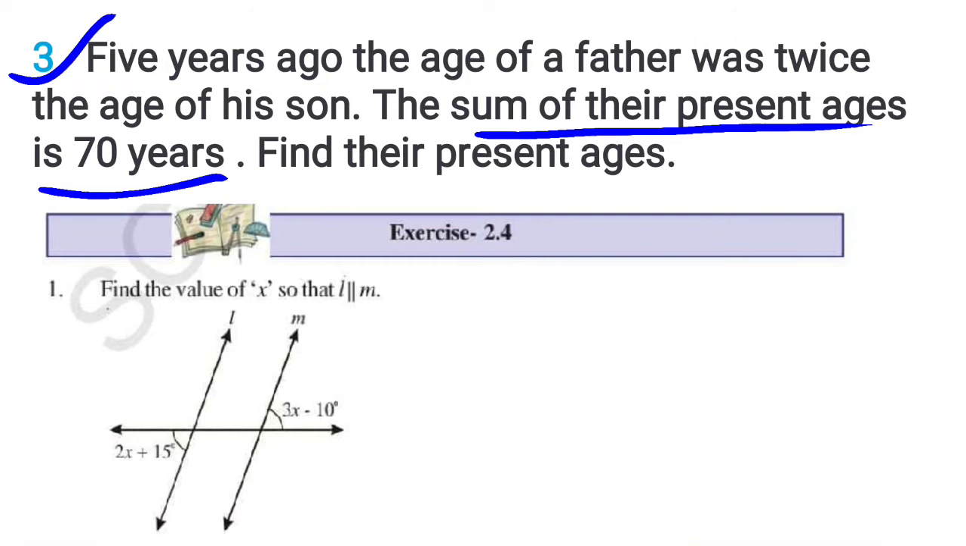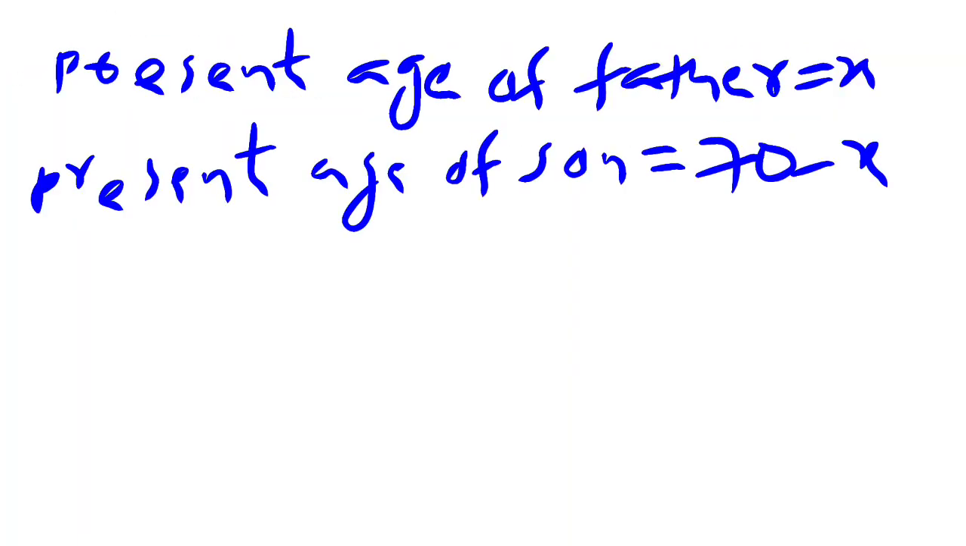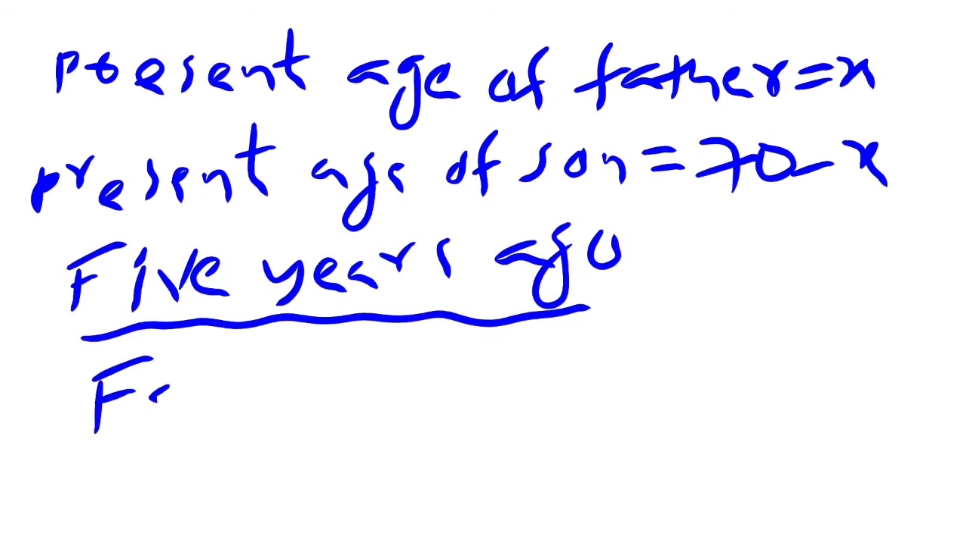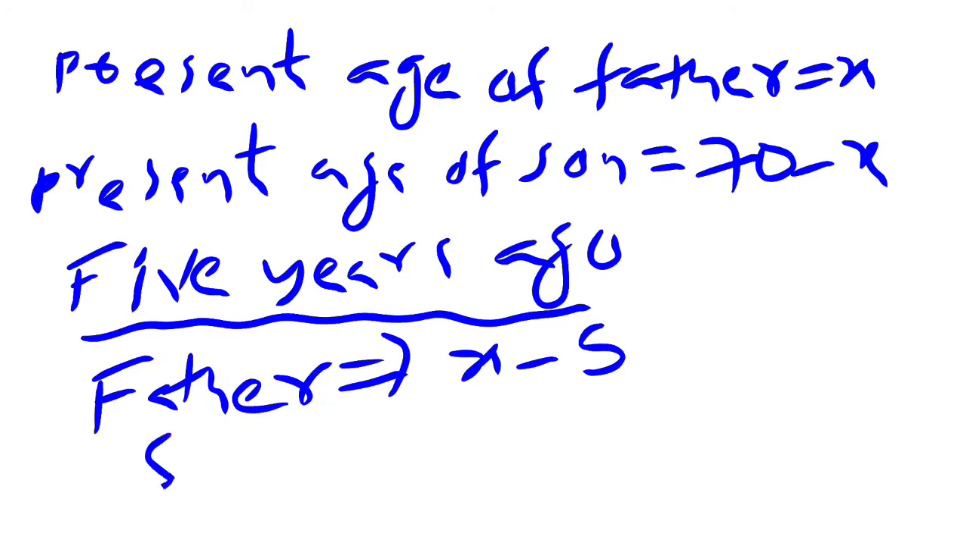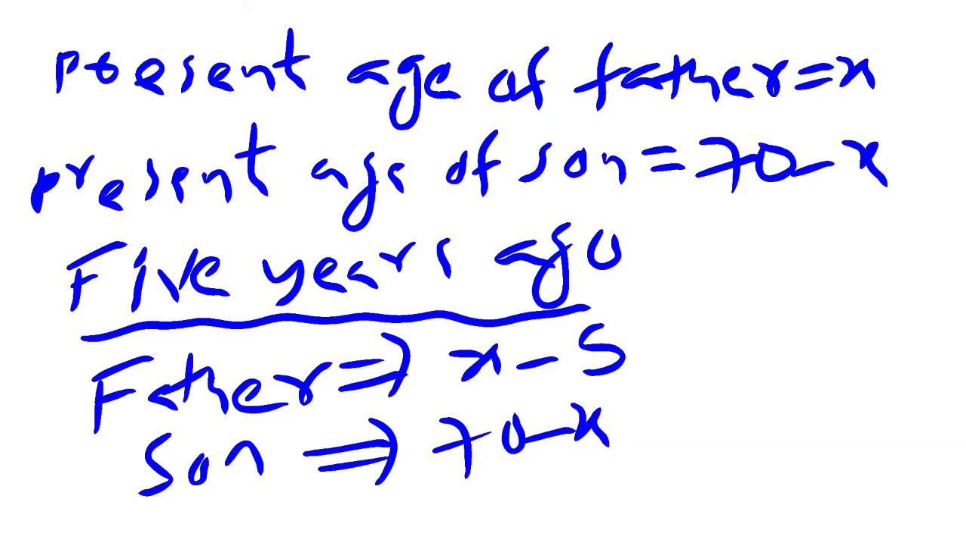So now use the first condition, 5 years ago. Let's find out the ages of father and son 5 years ago. Father's age 5 years ago: present age is x, then 5 years ago is x minus 5. And the age of son: present age of son is 70 minus x, and 5 years ago means minus 5. So 65 minus x.